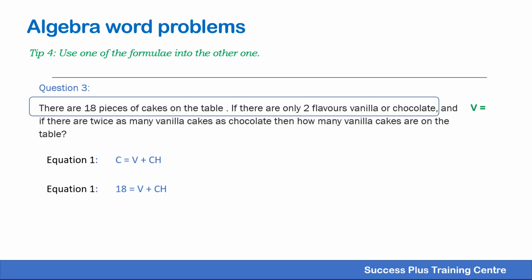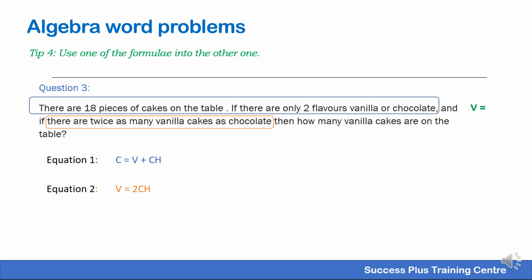The question here clearly stated the number of cakes on the table, which equals 18 pieces, so I can replace C by 18. However, the question did not indicate the number of vanilla cakes or even the chocolate cakes. This means I have 2 missing pieces of information. So to answer this question, I need to have 2 equations. So let's find the other equation.